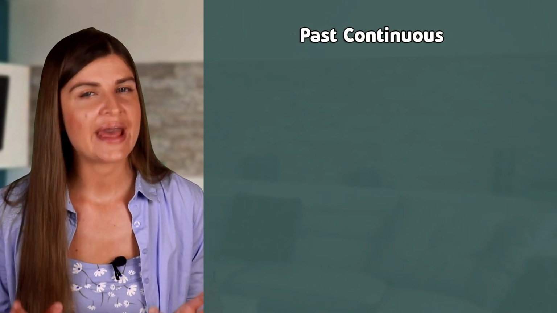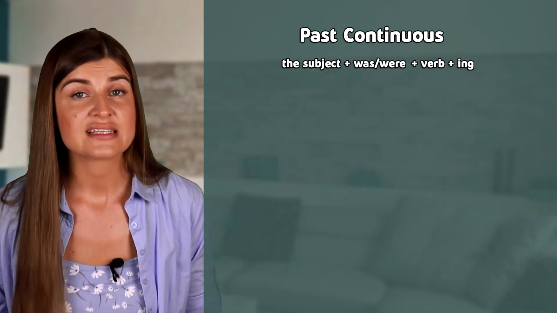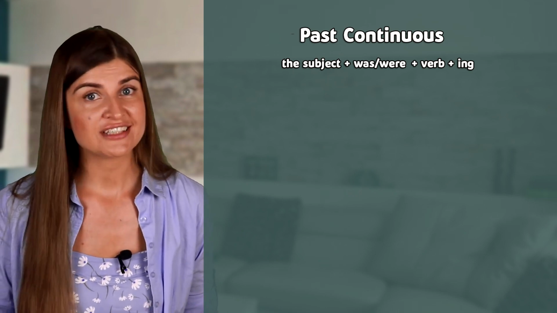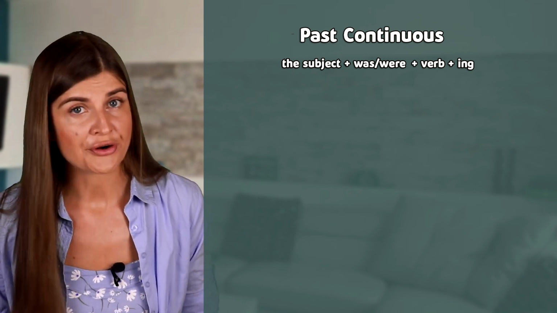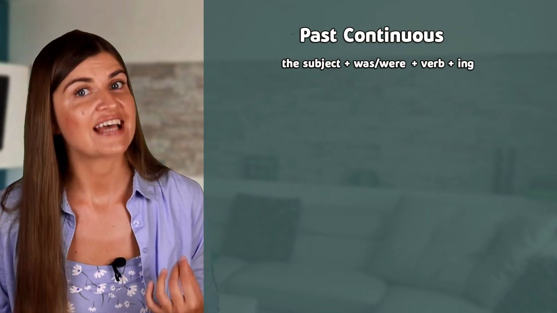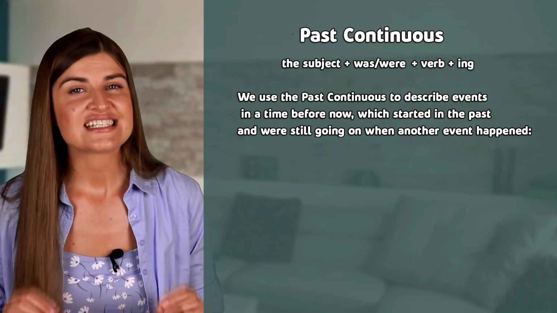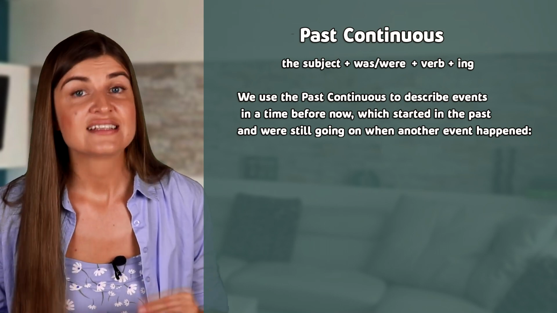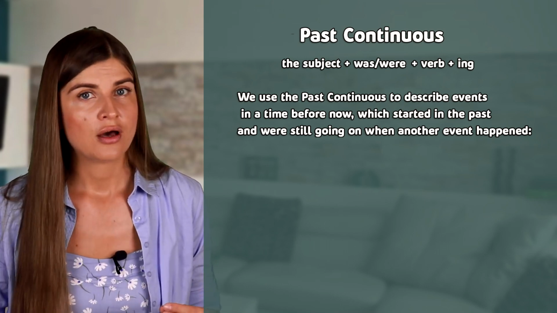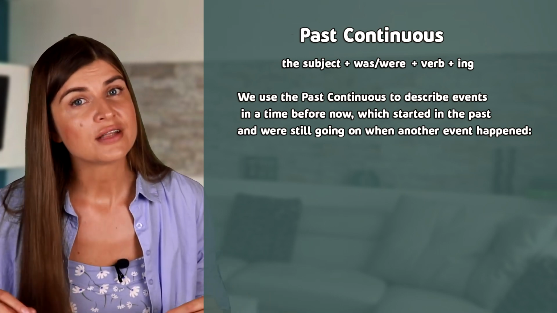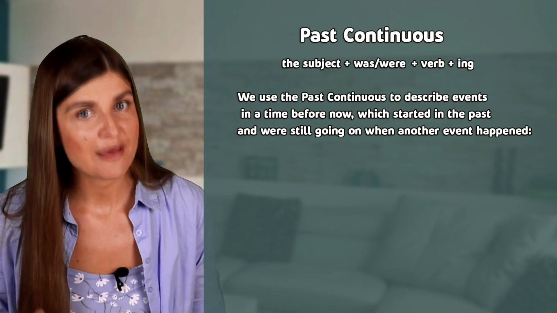Let's move on to the past continuous. The structure of the past continuous is the subject plus was or were plus verb plus ing. We use the past continuous to describe events in a time before now, which started in the past and were still going on when another event happened.